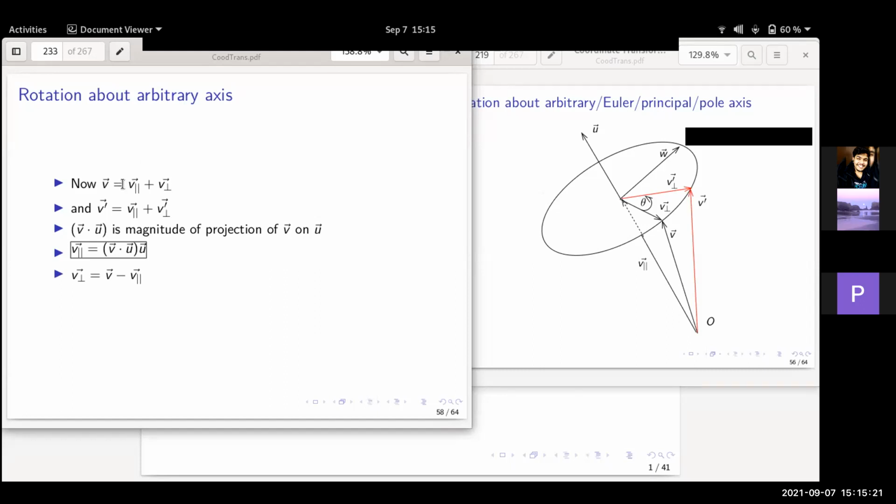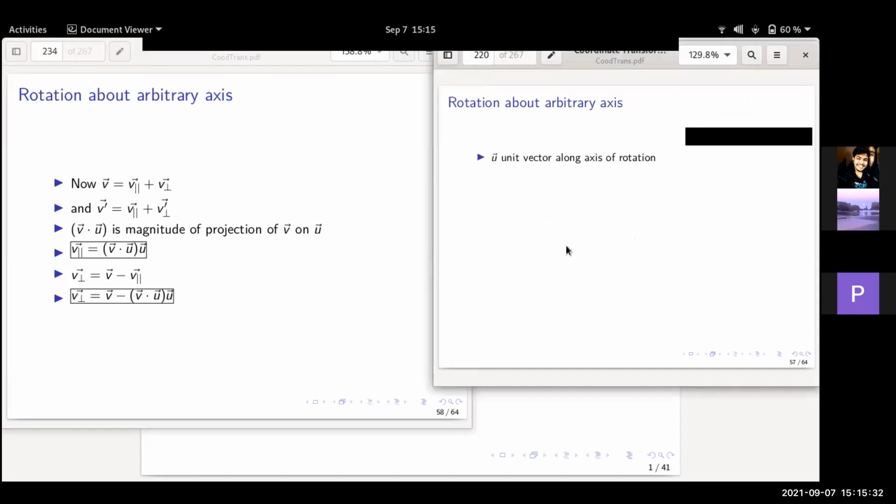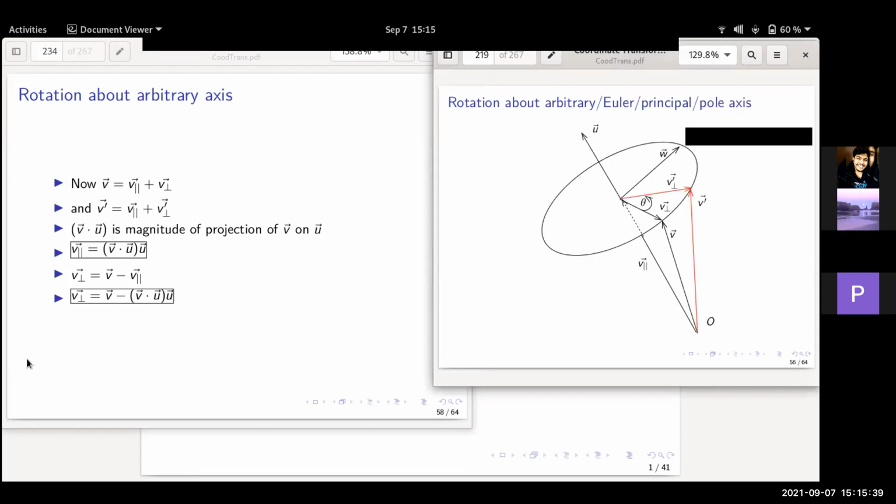For V parallel, U should be a unit vector, right? Yes, U is a unit vector. That was our assumption. If you go back here, U is the unit vector along the axis of rotation. You are right. Very good, thank you for pointing that out. So you should be very careful in expressing this. This is not possible for any arbitrary two vectors. One of the vectors should be a unit vector. Only then can the projection quantity be obtained.